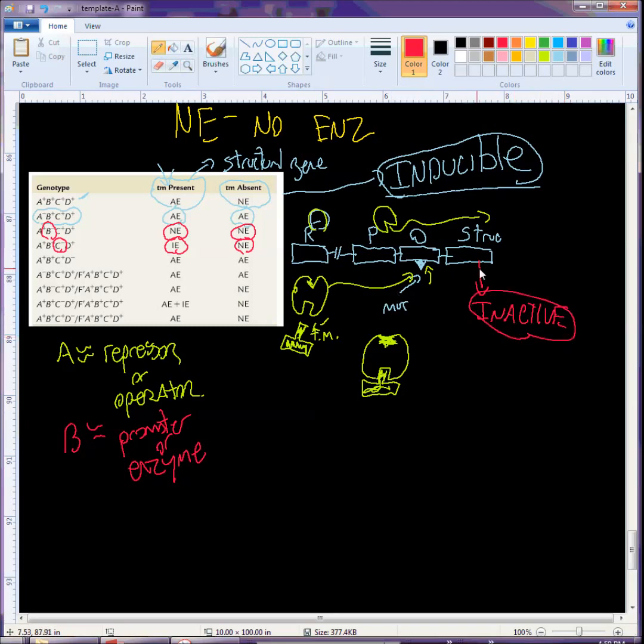Okay, so how can we end up with an inactive enzyme? Only if this is mutated. So this gene is mutated. So C has to equal the enzyme. Okay, so I think everything is starting to come together here.